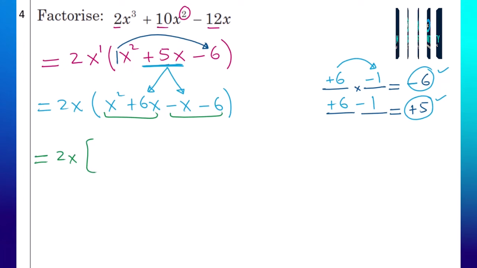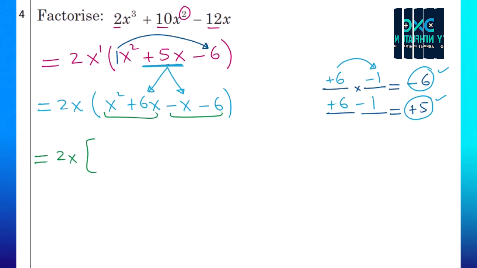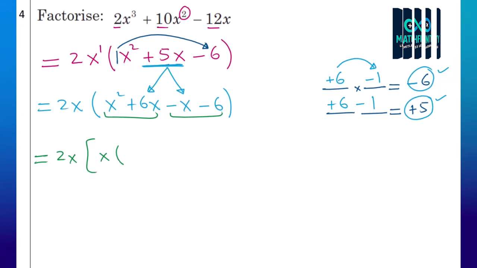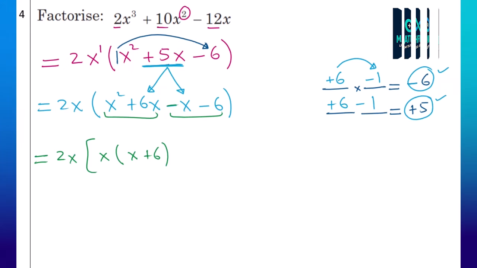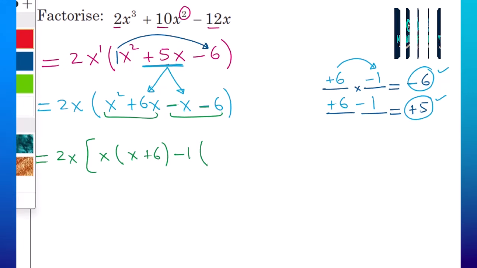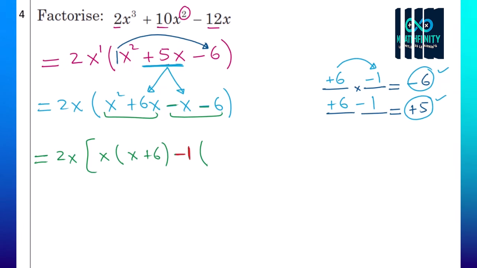2x, we can make the square bracket. What is common from the first pair? X is common. And what we have to write inside? X plus 6. What is common from the second pair? No variable is common, no number is common, but negative is common. Negative here and here. So we have to take negative 1 outside as common. And if you remember, guys, I told you whenever you want to take negative common, you must change this sign.